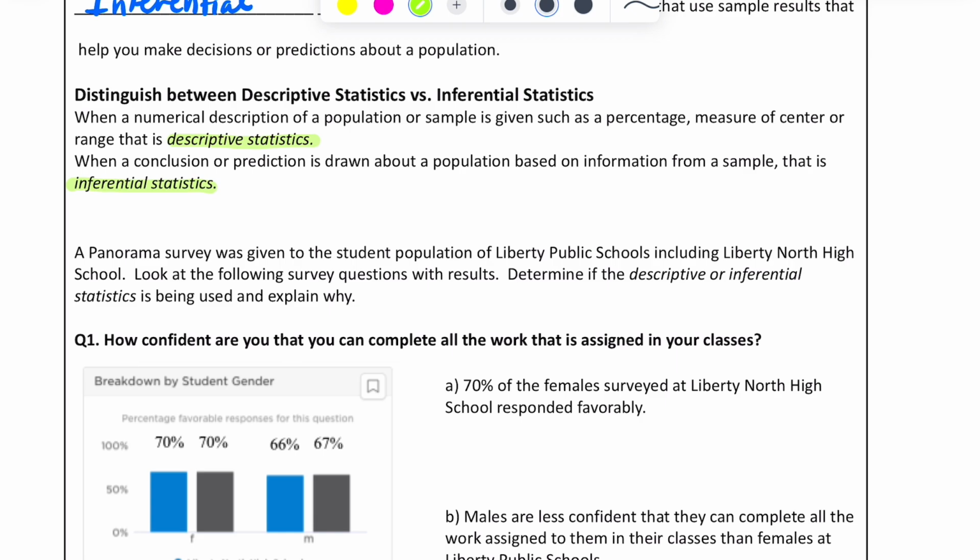It says a panorama survey was given to the student population of Liberty Public Schools, including Liberty North High School. Look at the following survey questions with results. Determine if the descriptive or inferential statistics is being used and why. So notice, again, let's identify here, that full population was all students in Liberty Public Schools. So that's our population. But our information is only coming from the sample. So any of these numbers are coming from the sample, meaning that they will be statistics, not parameters.